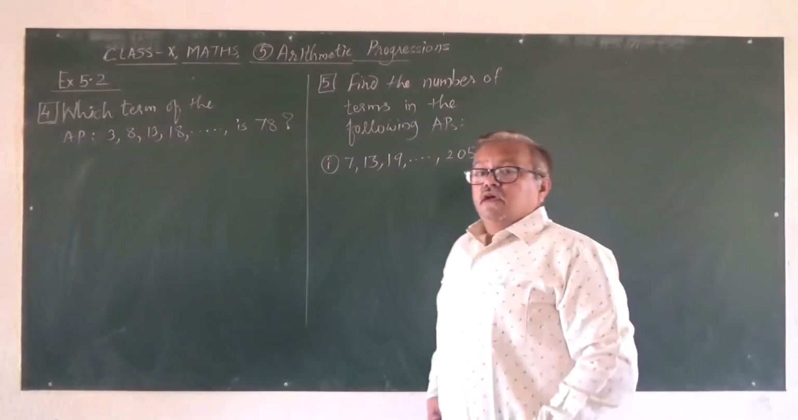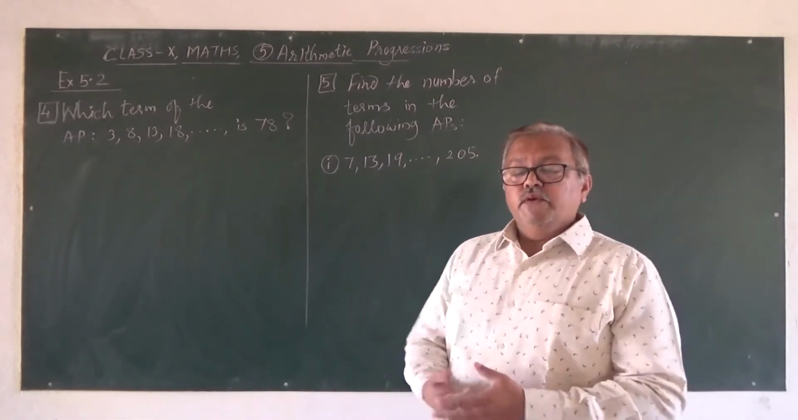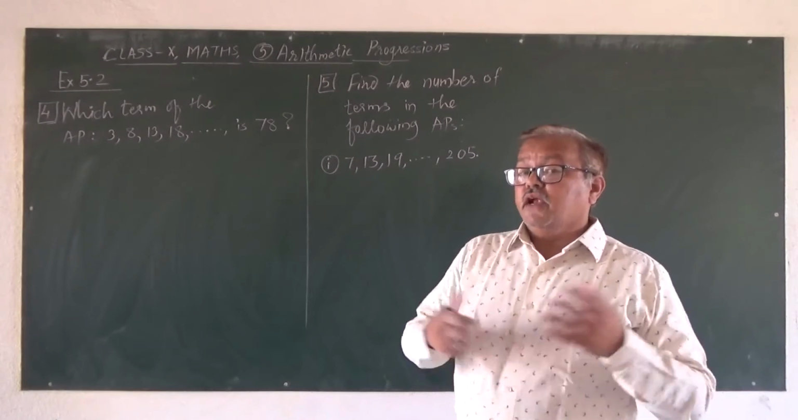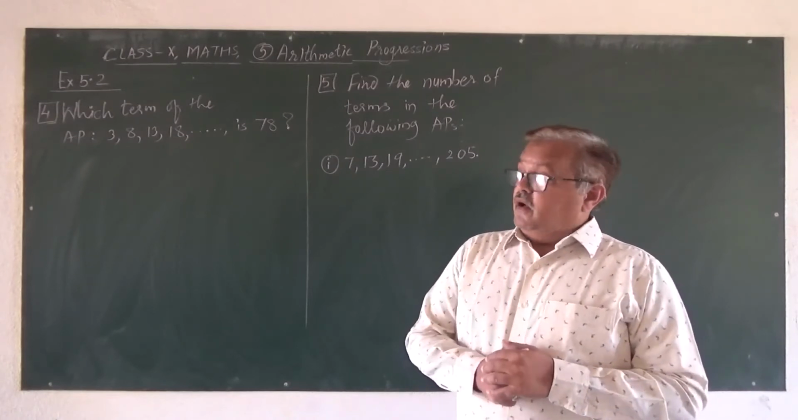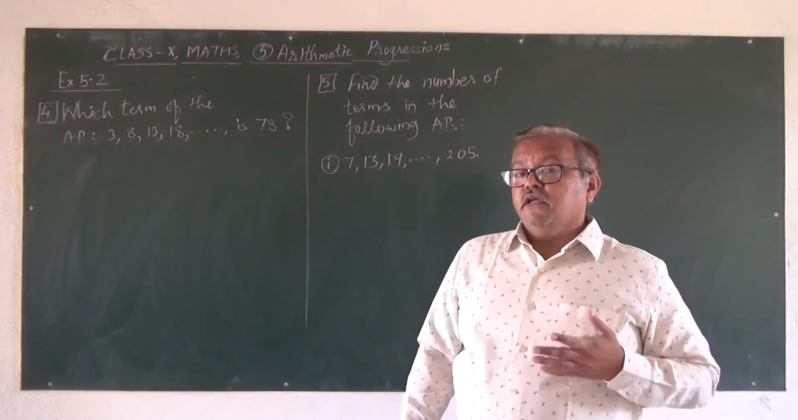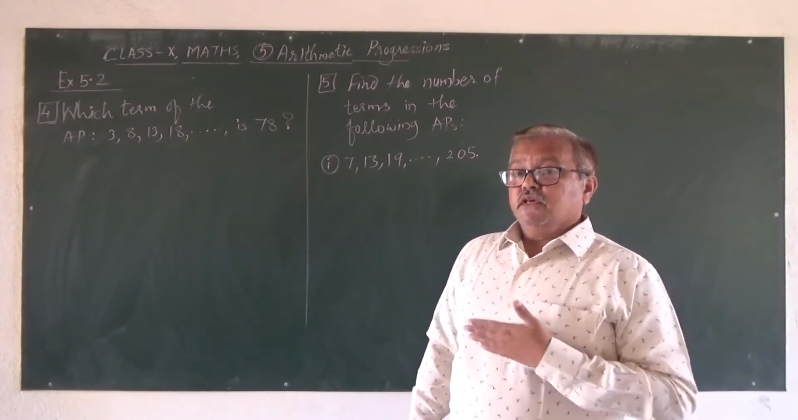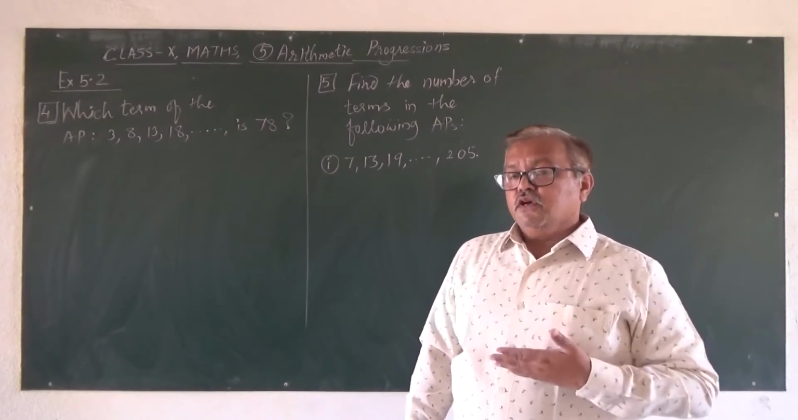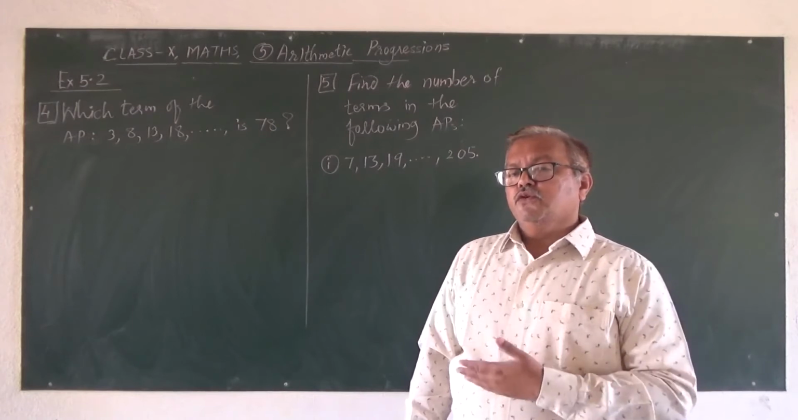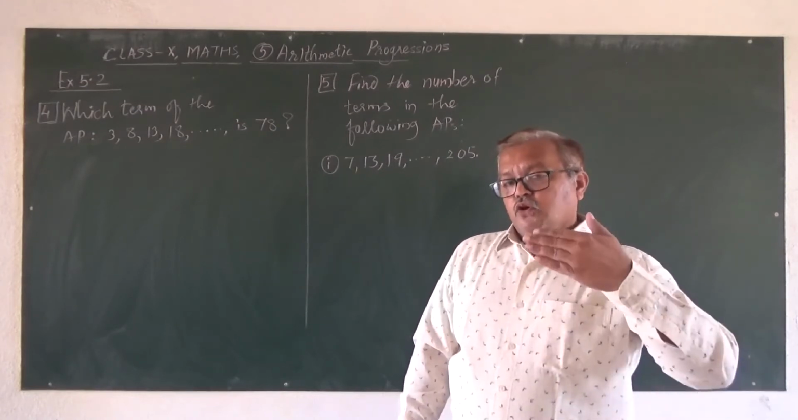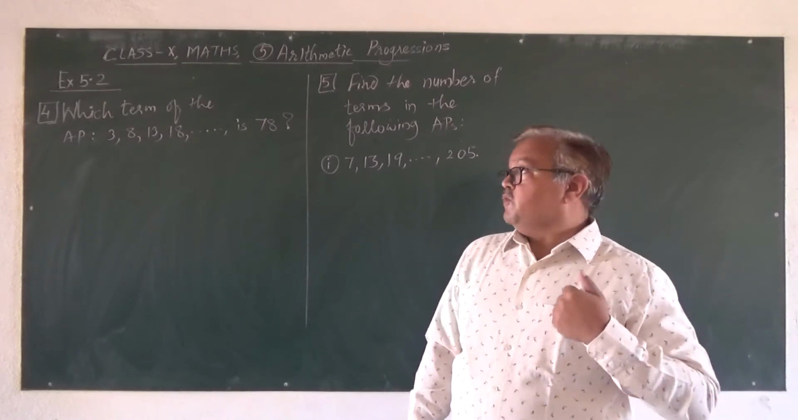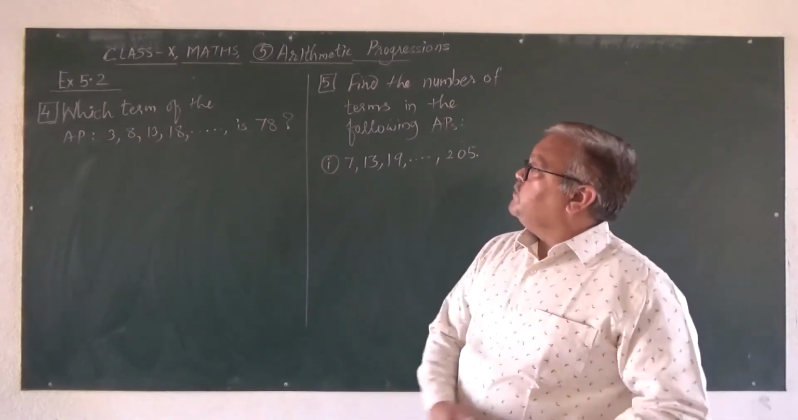Let us see examples or exercises based on the concept of the nth term. There are a variety of sums. In exercise 5.2, I am not going to discuss questions 1, 2 and 3 here. If you understood the concept, the formula an is equal to a plus n minus 1 into d, you can solve questions 1, 2 and 3. I will discuss from the 4th. Let us see the 4th one.